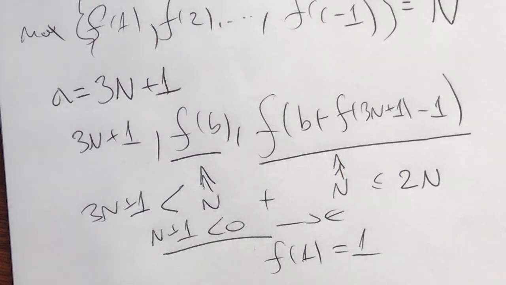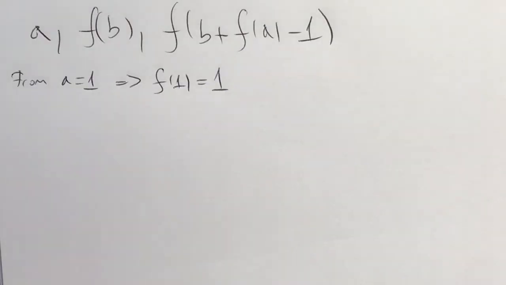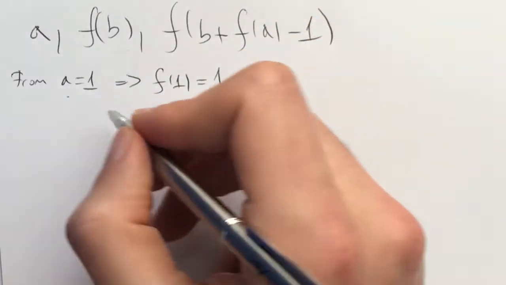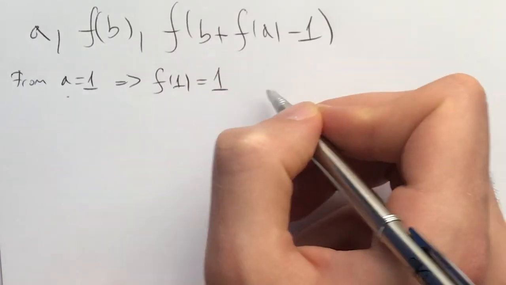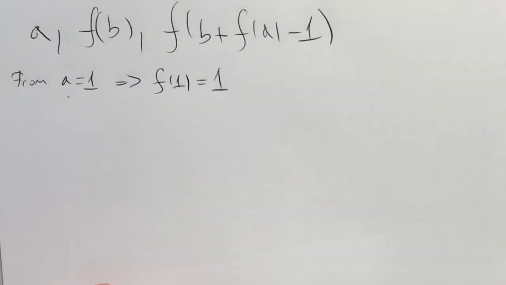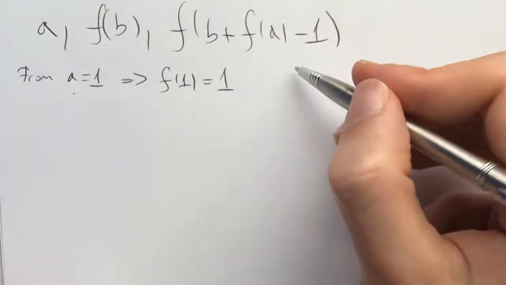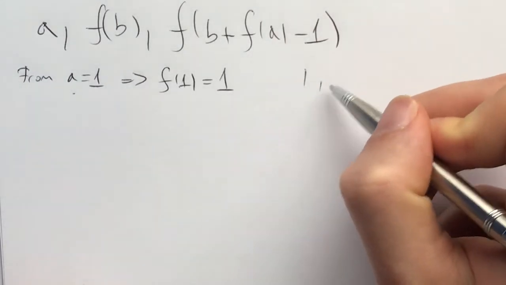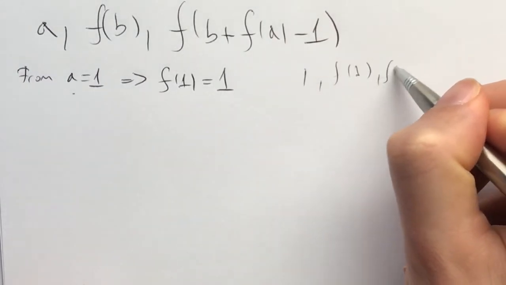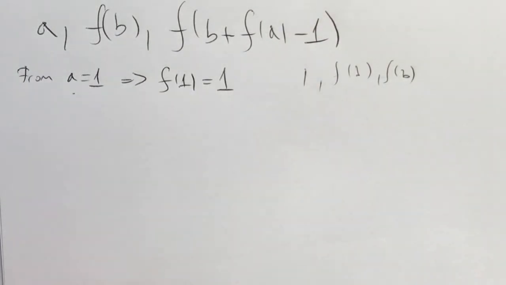Here's the next big idea. So the current state of affairs is this. We plugged in a equals 1, and we figured out that f of 1 is equal to 1. Now, it doesn't make sense to look at a is 1 and b is something else, because once you plug in a equals 1, you'll get that 1, f of b, and f of b are sides of a triangle, and this is just always the case.